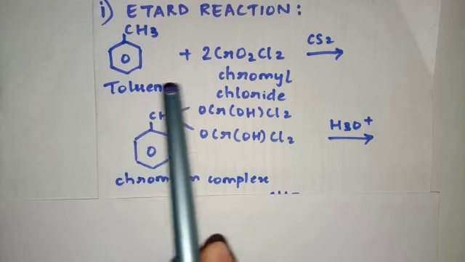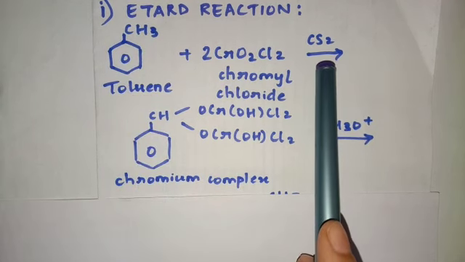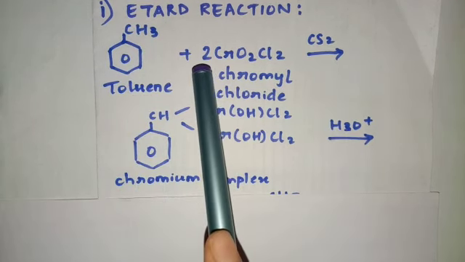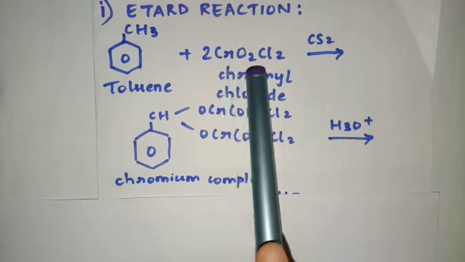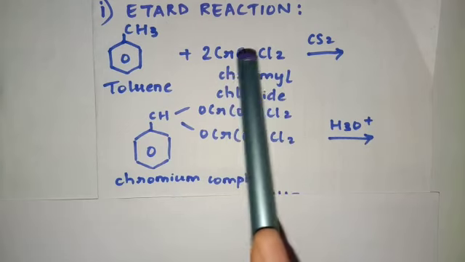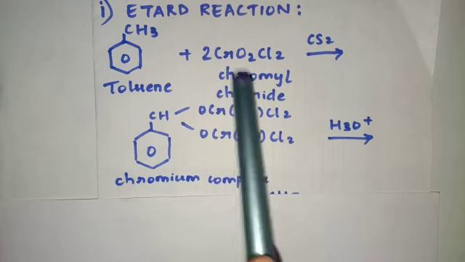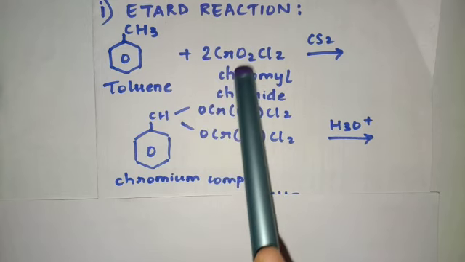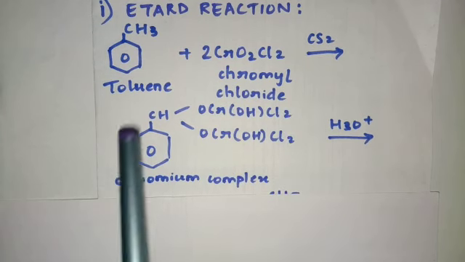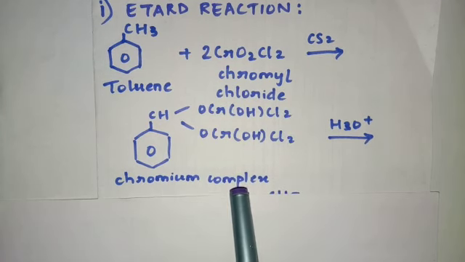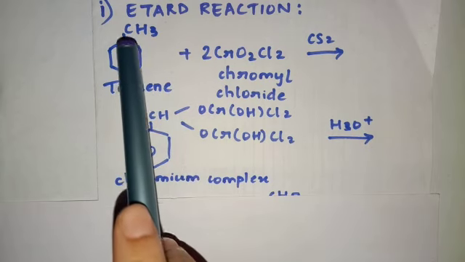So this toluene, in the first step, in presence of carbon disulfide, we are supposed to treat it with two molecules of chromyl chloride. This compound, CrO2Cl2, is nothing but chromyl chloride. So I'll treat it with two molecules of chromyl chloride. You can see after the first step, an intermediate is formed which is known as chromium complex.